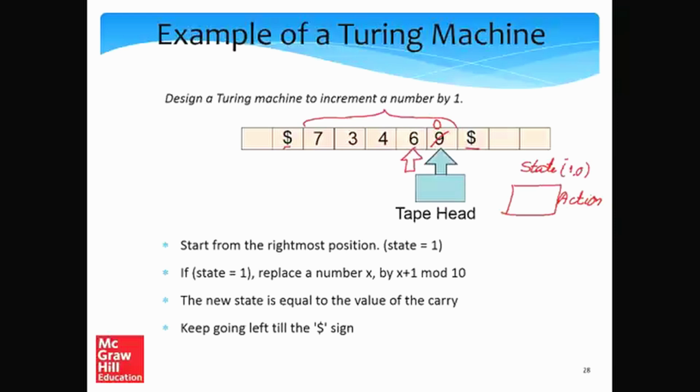The tape head will then see that it has 6 under it. It will come to this line over here, replace 6 by 7, but since there is no carry, the state will be equal to 0. Subsequently, the tape head will move to each of these locations, and since the state is 0, nothing needs to be changed, and finally the computation will complete when it hits the dollar sign over here. So what we have seen is an example of how the Turing machine can be used to effect a very simple computation, which is to add 1 to a number.